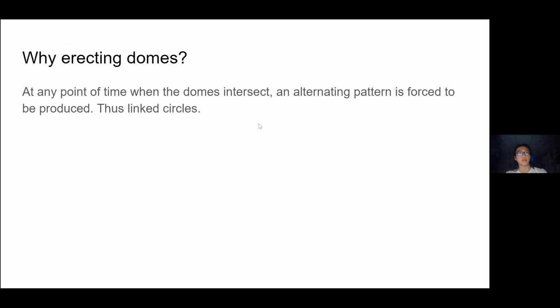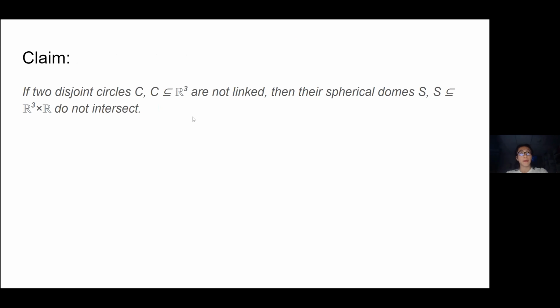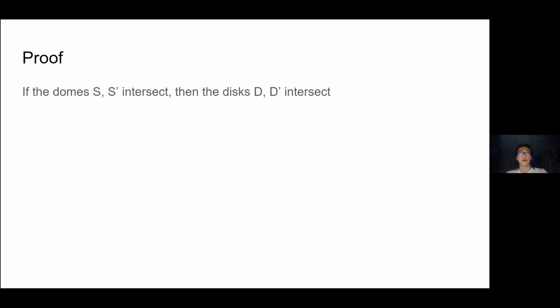So why erect domes? At any point in time when two domes intersect, and it doesn't necessarily have to be two, it can be a lot of domes, an alternating pattern is forced to be produced, thus linked circles. And we claim here that if two disjoint circles in R3 are not linked, then their spherical domes do not intersect. We can say it a different way to prove it: if the domes intersect, then the disks intersect as well.